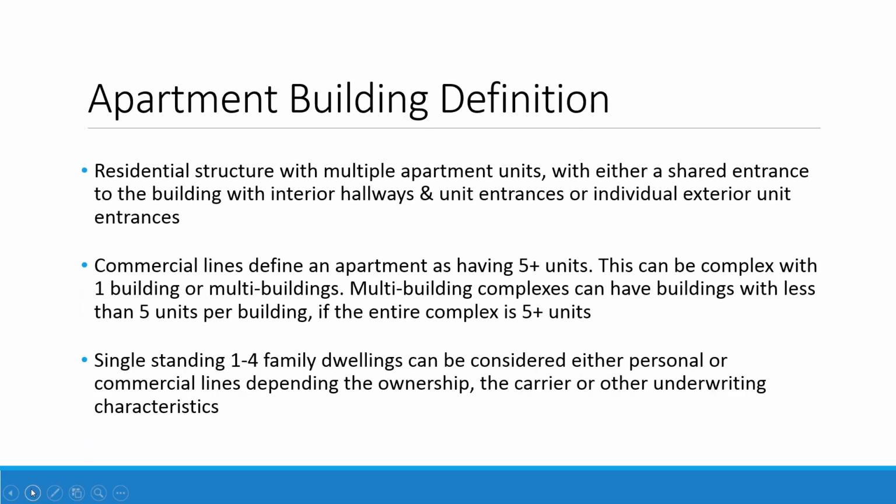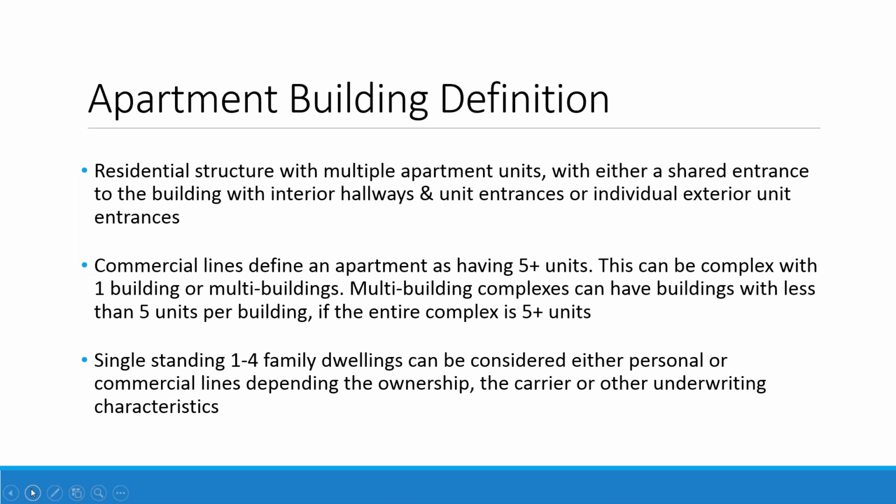And if we could pop to the next slide. As I was saying, the definition of an apartment for us is 5 units or more. It doesn't matter how the buildings make up that complex number of units. As long as we have 5 or more in there, then to me, it's an apartment. But if it's just one single family home and you're renting that out, it could either be written as personal lines or commercial lines.